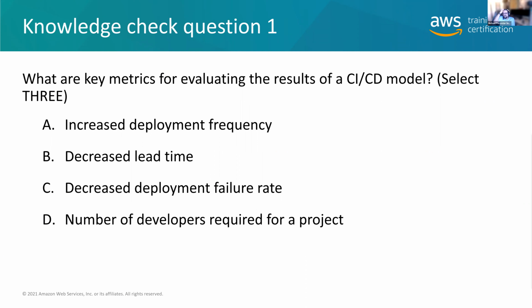I'm sorry, I just noticed the last one. Yeah, so number of developers required for a project, that's definitely not on the list, right? So increased velocity around frequency of deployment, decreased lead time, so what they call the mean time to release from commit, right? And then of course an increased success rate or a decreased failure rate for deployments. Two of those are right out of the DevOps handbook actually. So yeah.